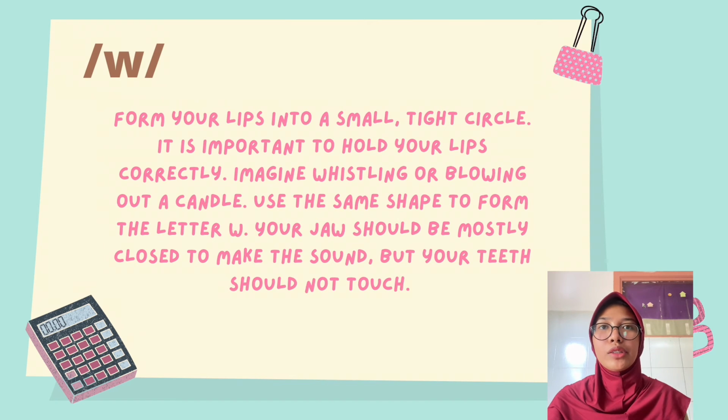Form your lips into a small, tight circle. It is important to hold your lips correctly. Imagine whistling or blowing out a candle. Use the same shape to form the letter W. Your jaw should be mostly closed to make the sound, but your teeth should not touch.